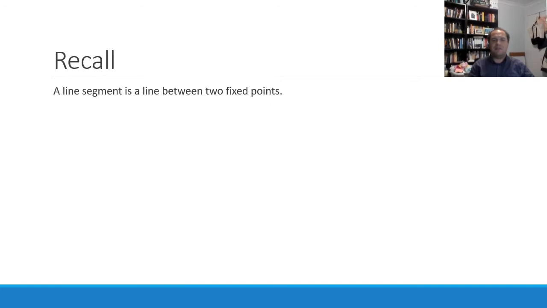The key thing to recall is a line segment is a line between two fixed points. So usually when we draw lines, especially when it comes to graphing lines, they go on and on forever in both directions. A line segment is just a little section of that line that would be in between 2 points. So a line goes on and on forever in two directions. A line segment is just a fixed part of that line that goes between 2 points.